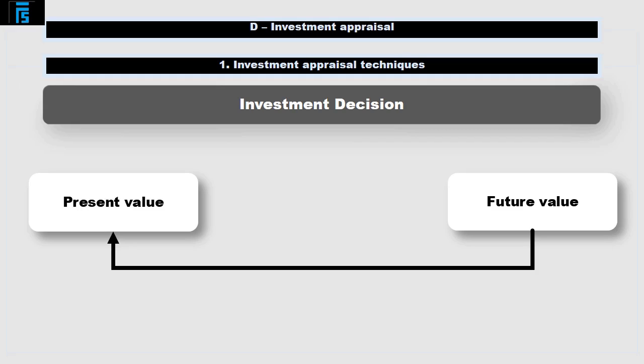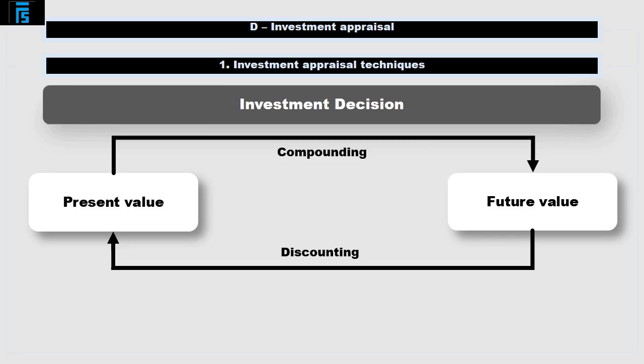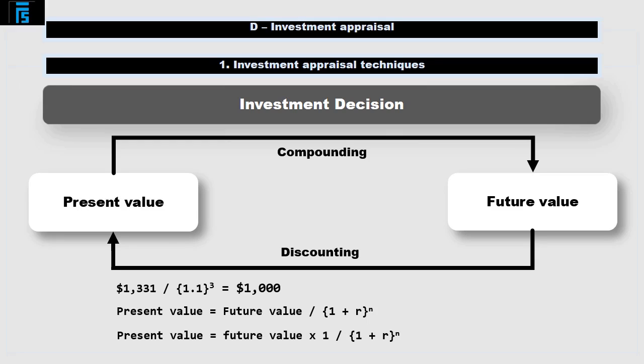Restating these future values to a present amount is known as discounting, and this is simply the opposite of compounding that we've already seen. For example, the present value of $1,331 received in 3 years' time at an interest rate of 10% would be $1,331 divided by 1.1 cubed equals $1,000. In general terms, the present value equals the future value divided by (1 plus r) to the n, where r is the annual rate of interest and n is the number of years.